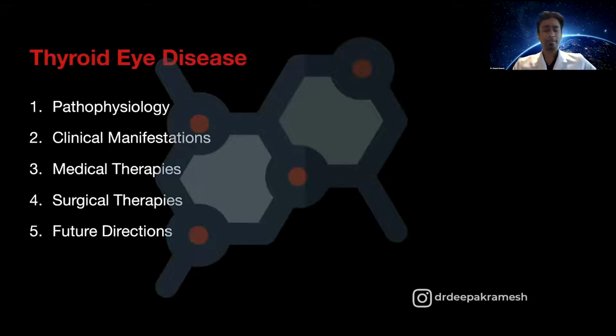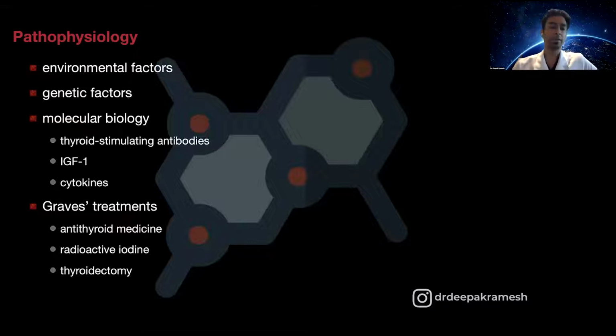So this is the broad outline of the talk. Let's dive into the pathophysiology of thyroid eye disease. There are many things that can make someone who has an underlying thyroid abnormality develop thyroid eye disease. What are those? There are environmental factors, so things that patients come into contact with or ingest, genetic factors, and then of course, things that may be done to them by physicians.